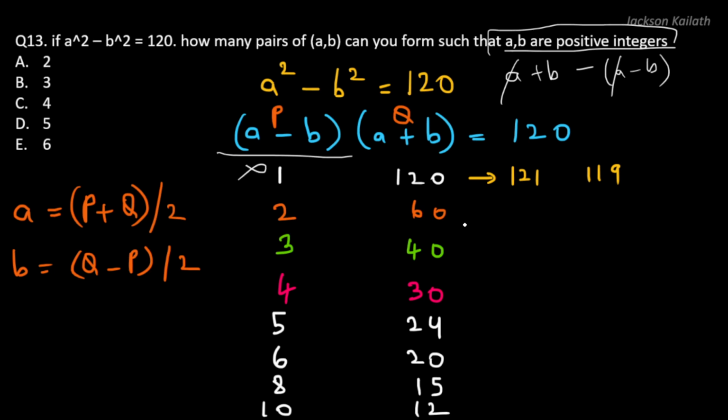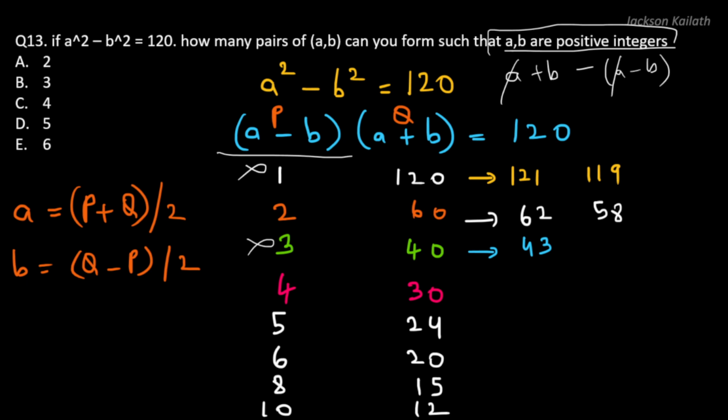Similarly, what about 2 and 60? If I add, I get 62, and 60 minus 2 gives me 58, so that's fine. What about the next one? 3 plus 40 gives me 43, which is not divisible by 2, right? So again, I can stop over here. I don't even need to find the subtraction part, because again it has to be that p plus q and q minus p has to be divisible by 2. So this is definitely not a possible solution.